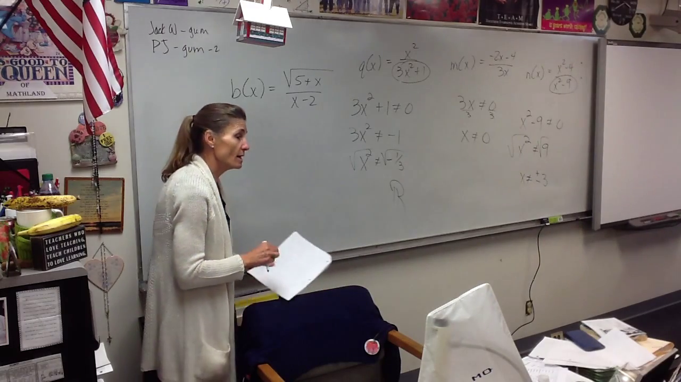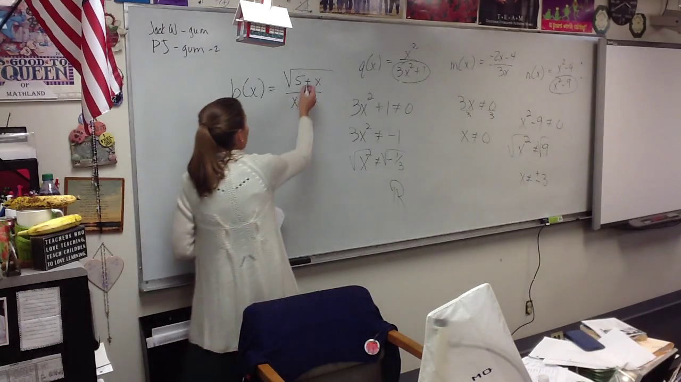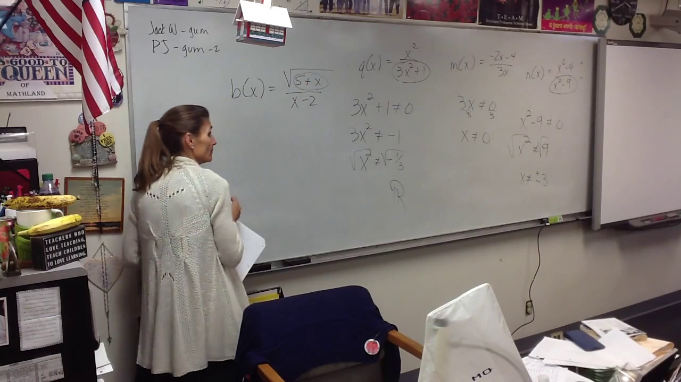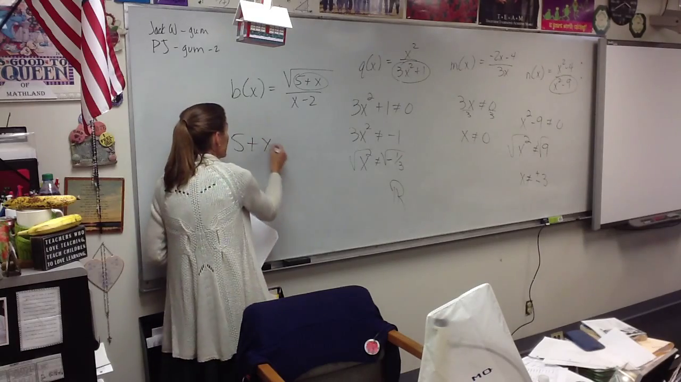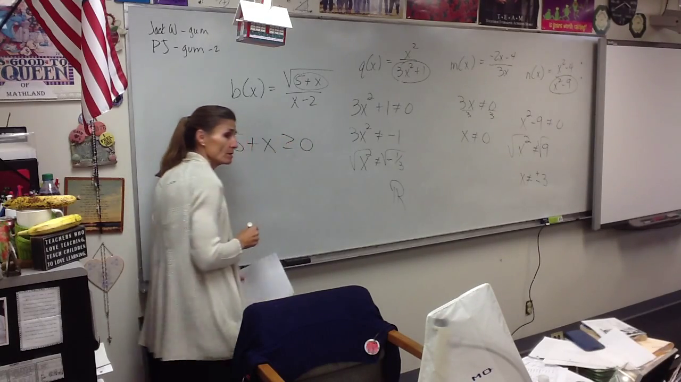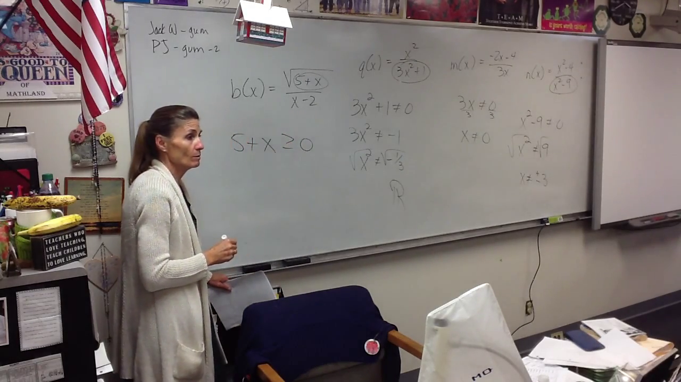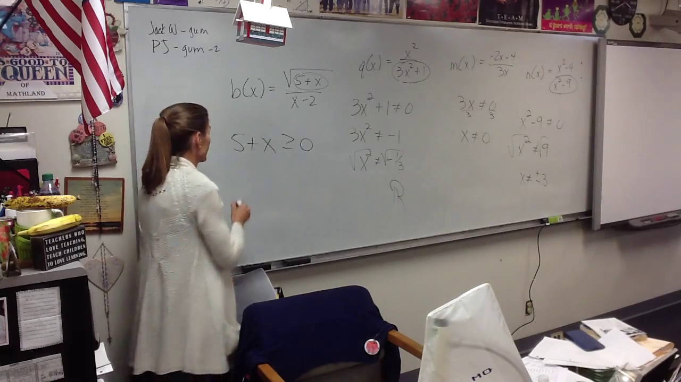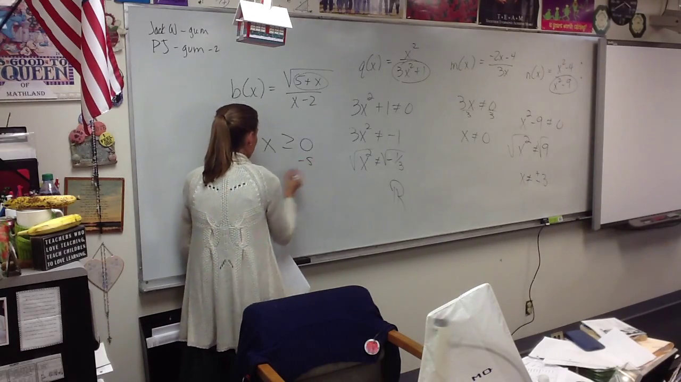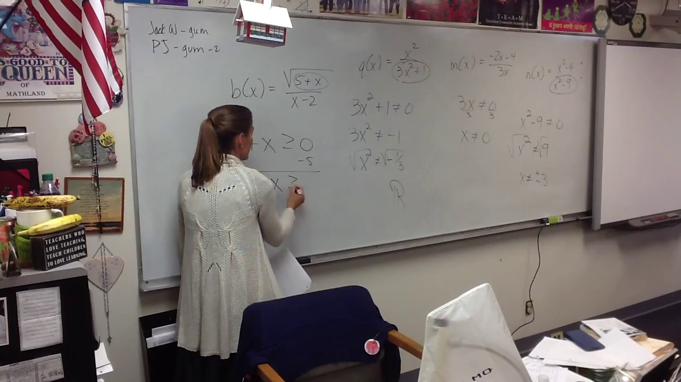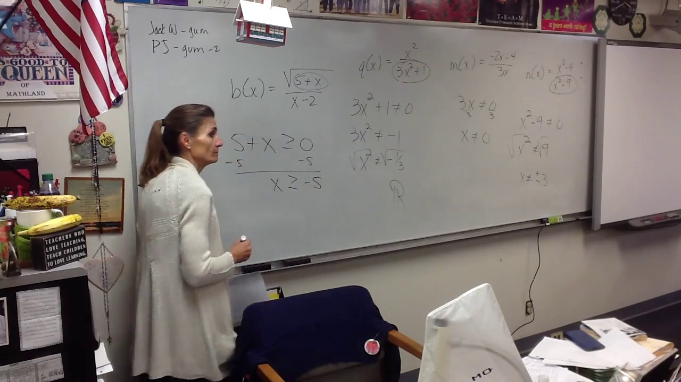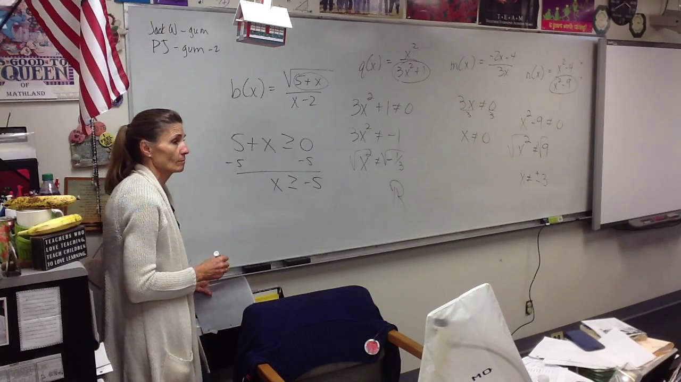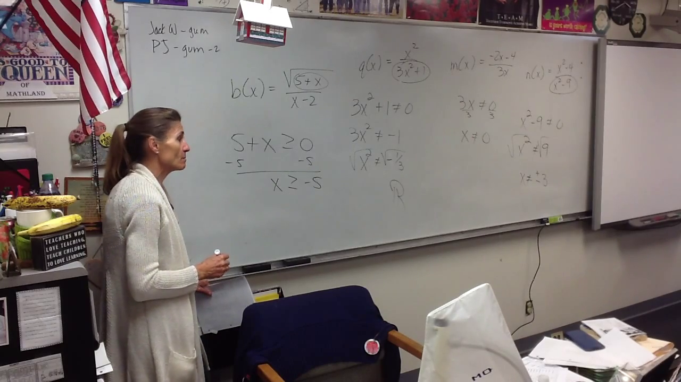Okay, one at a time. What does the radical rule say? Whatever is underneath it must be greater than or equal to zero. So if I solve this, x has to be greater than or equal to -5. Ms. McCormick, you on track here? That makes sense to you?